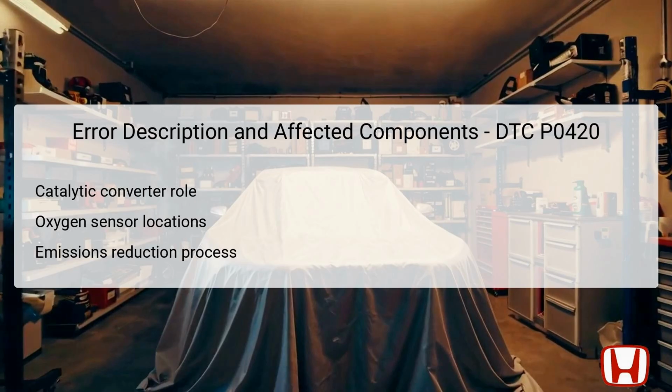If the ECM detects an abnormality in the readings compared to expected thresholds, it triggers the P0420 DTC. A malfunction here may indicate that the catalytic converter is failing to perform its function effectively, thereby allowing harmful gases to enter the environment. The integrity of both the catalytic converter and the oxygen sensors is vital for ensuring compliance with emission standards and for the overall efficiency of the vehicle.